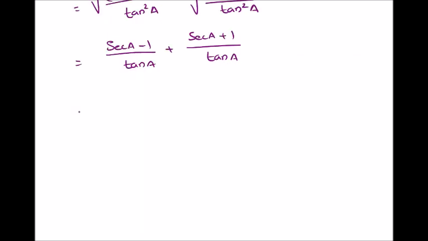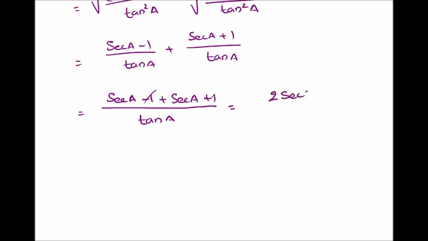Now solving this, we'll take tan A as the common denominator. Sec A minus 1 plus sec A plus 1, that's equal to, the 1s cancel, 2 sec A divided by tan A. We can write this as 2 sec A into cot A, since 1 by tan A is cot A.